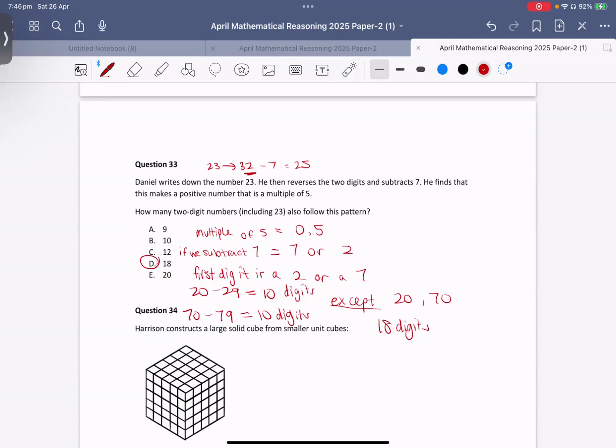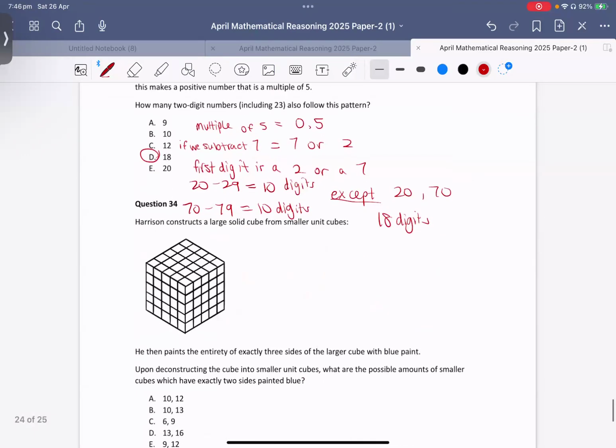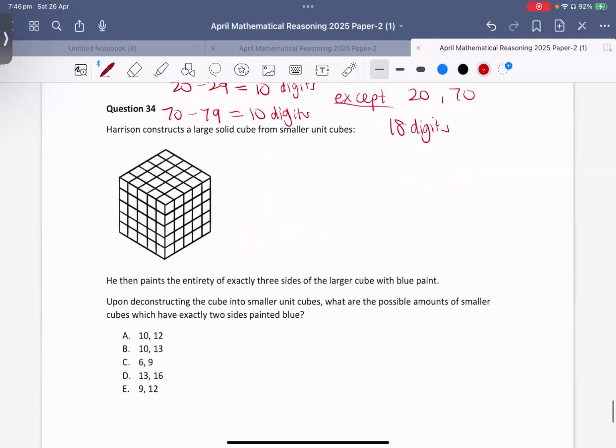Okay. Question 34. Harrison constructs a large solid cube from smaller unit cubes. He then paints the entirety of exactly 3 sides of the larger cube with blue paint. Upon deconstructing, what are the possible amounts of smaller cubes which have exactly 2 sides that have been painted blue? So this question has 2 different scenarios, right? As you guys can probably tell because there are 2 answers in every option.